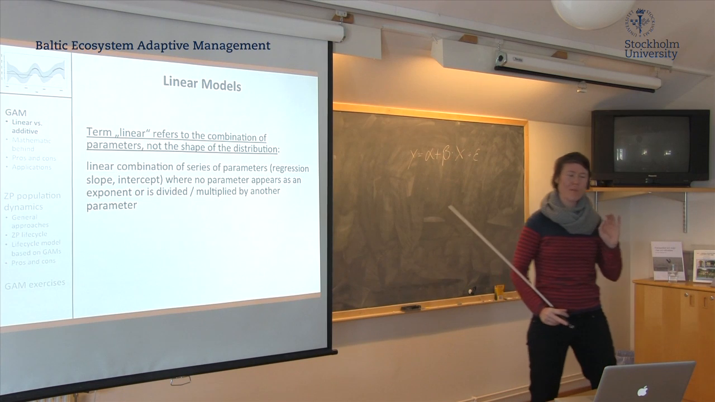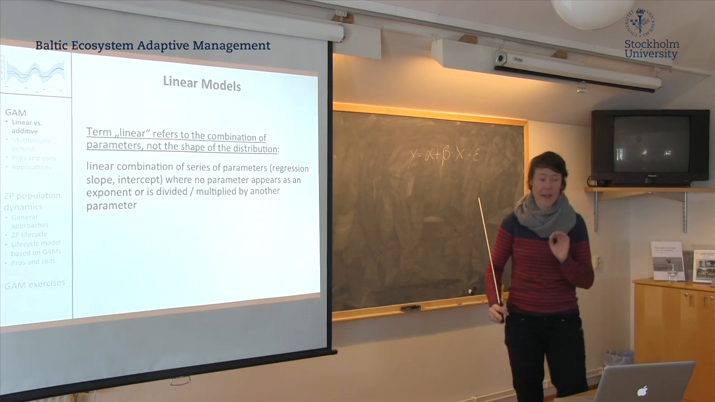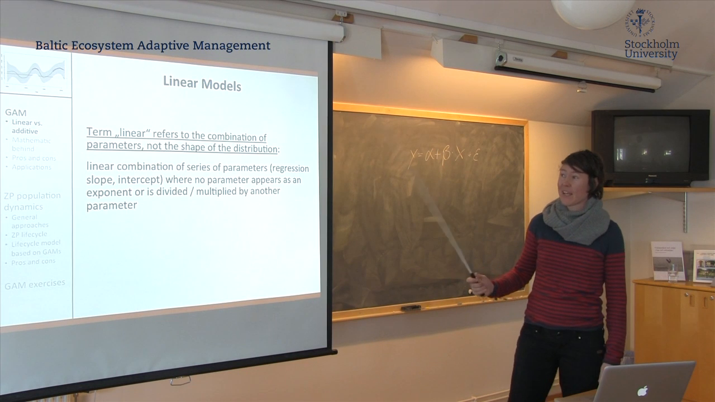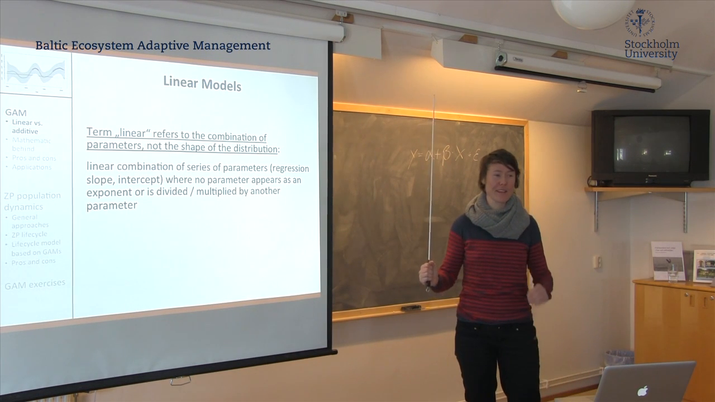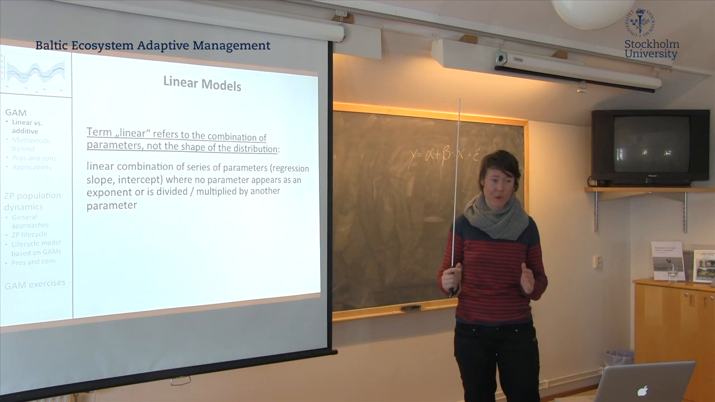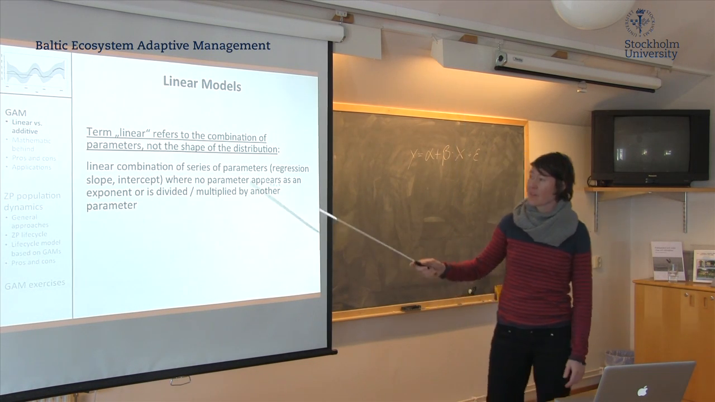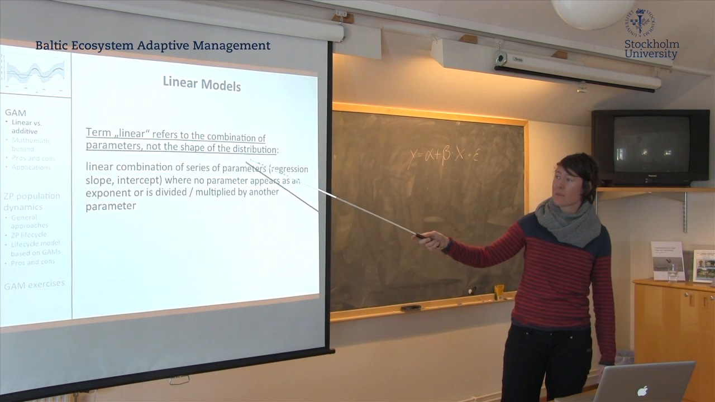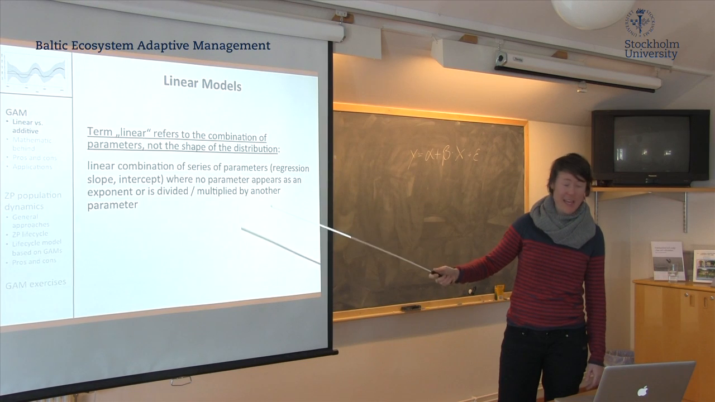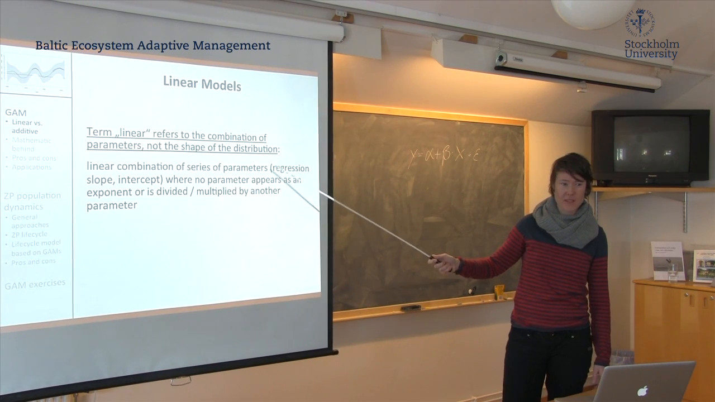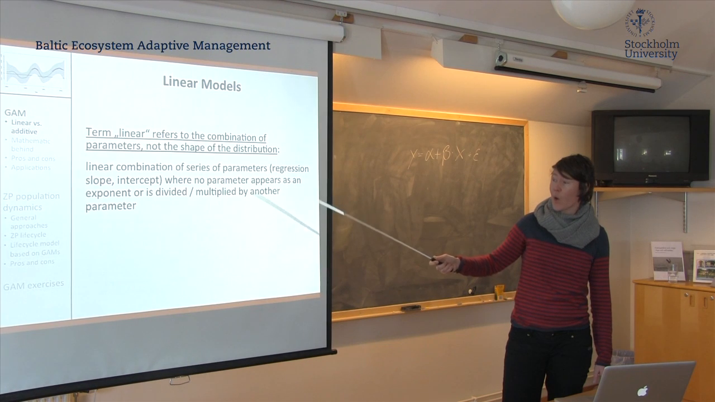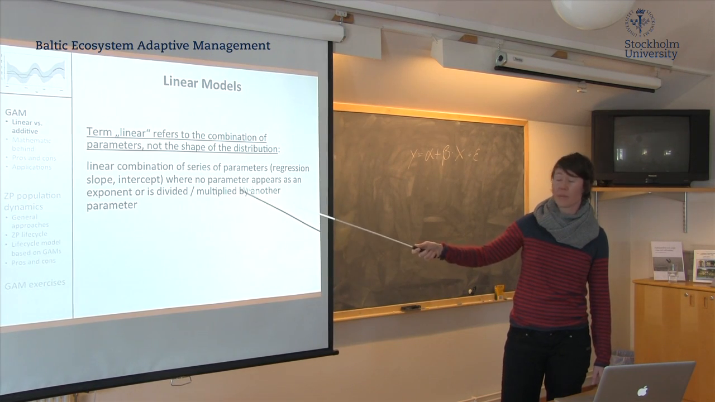Now a very important part to understand what an additive model is. The term linear refers to how you put the predictors together. You have a series of parameters and you combine them linearly. That means none of the parameters appears as an exponent or is divided or multiplied by another parameter.